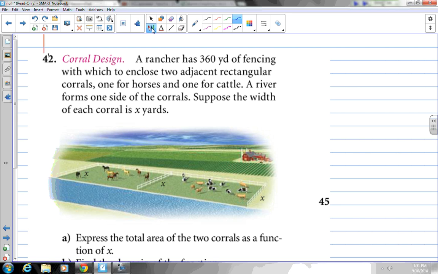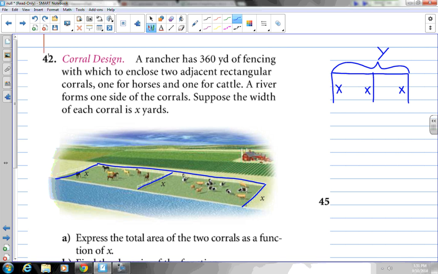Now think about this. So we're building a fence here. We're building a fence here. We're building a fence there. And we're building a fence there. But we're not going to build next to the river. So the picture looks something like this. X, X, X. And let's call this Y. Okay? And there's a river over here.